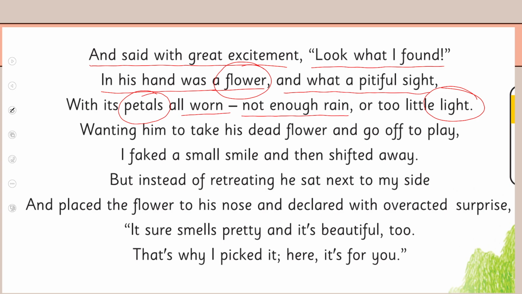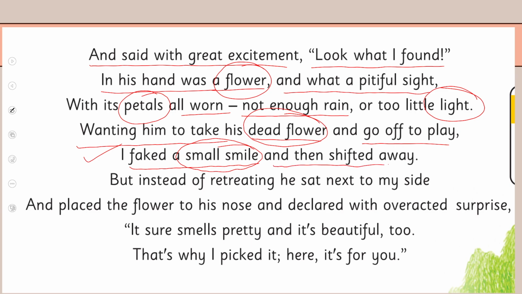It leaves you in a very sad mood, wanting him to take his dead flower and go off to play. How was the flower? The flower was like a dead flower. So what did the poetess do? She faked a smile, a very small smile. The smile is not real because she is sad and depressed, and then she shifted away. Then she moved to her side and stopped looking at the boy. She wanted the boy to leave, but he sat down.